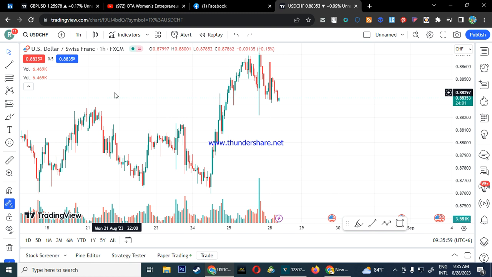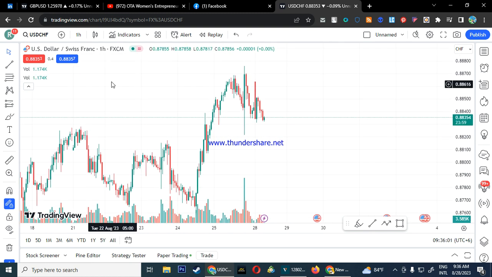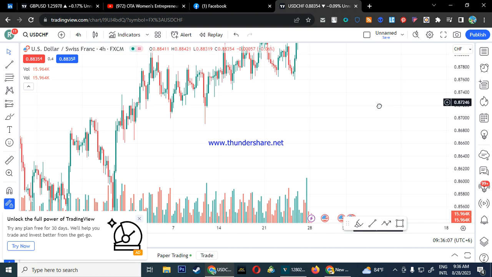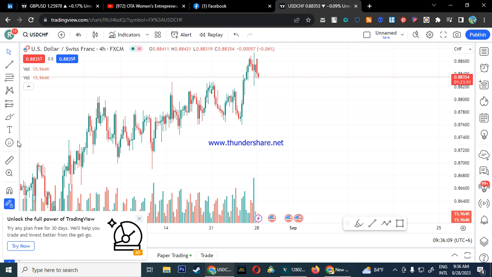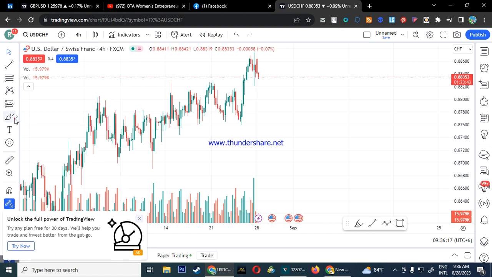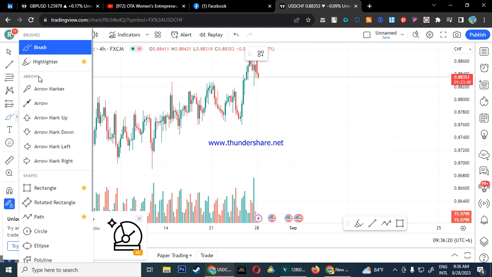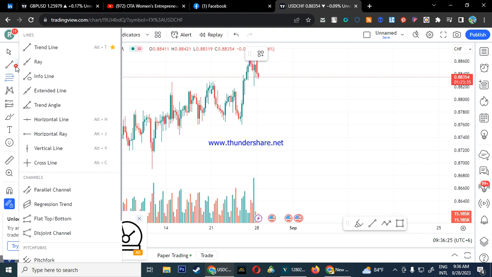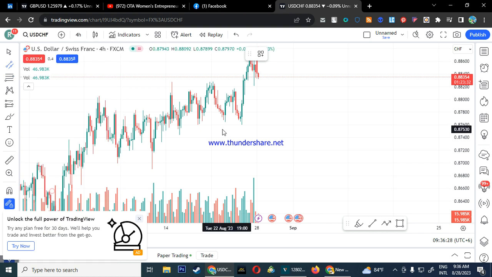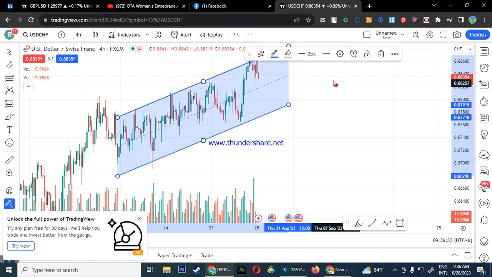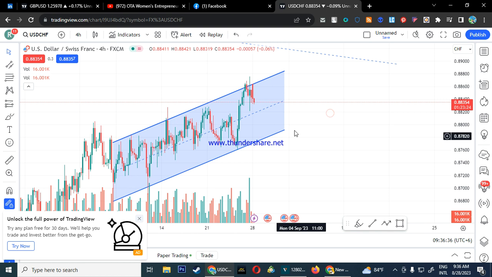Let me see. It's a 1 hour time frame. You can see the 4 hour uptrend. It's an uptrend market, we have already seen here. We have to draw a channel, like that, a parallel channel. Right, so it's an uptrend channel.